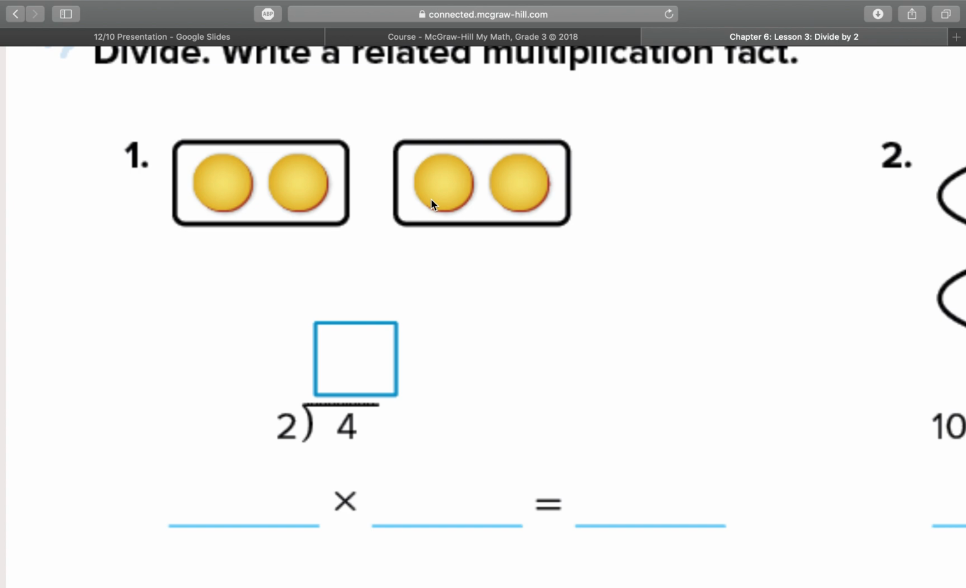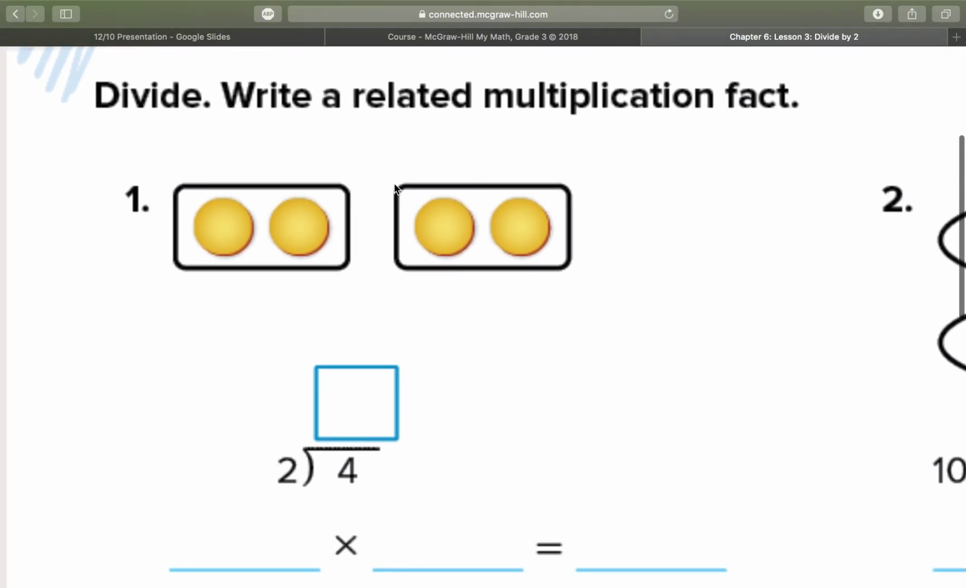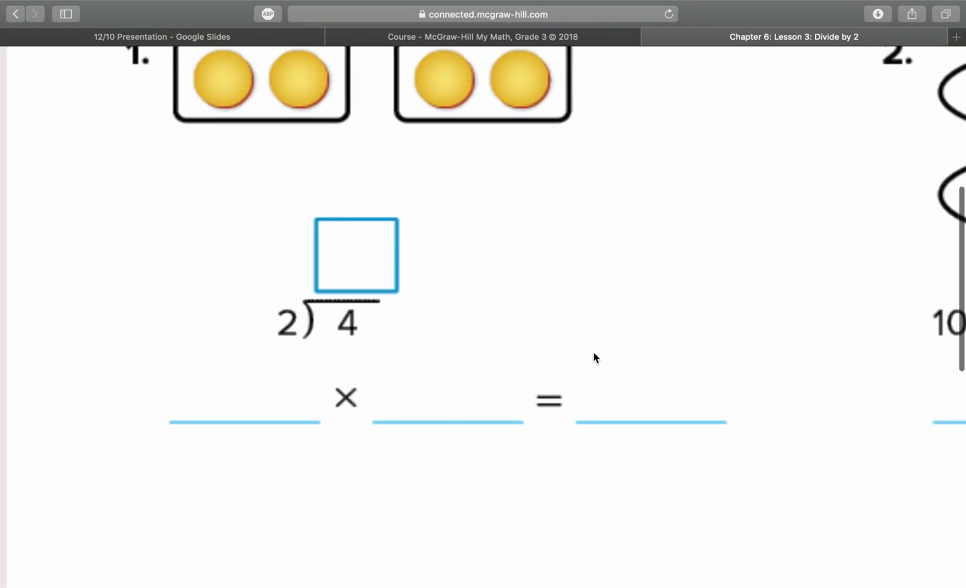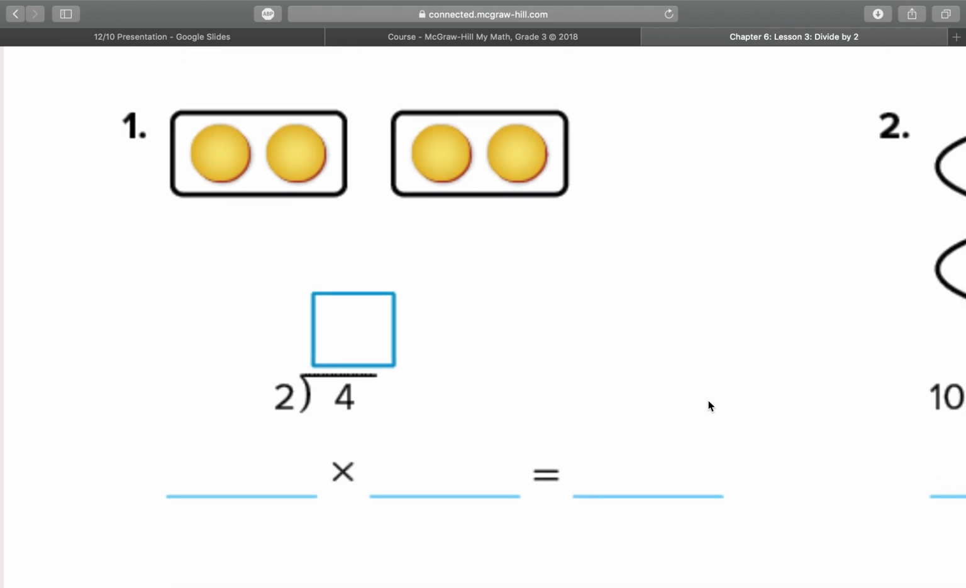So 4 divided by 2 equals 2. It also wants us to write a related multiplication fact. That means it needs to be a multiplication fact in the same fact family as 4 divided by 2 equals 2. Looking at these groups, how many groups do we have? 2. How many are in each group? 2. So we could write a multiplication sentence that says 2 times 2 equals 4. Woohoo!